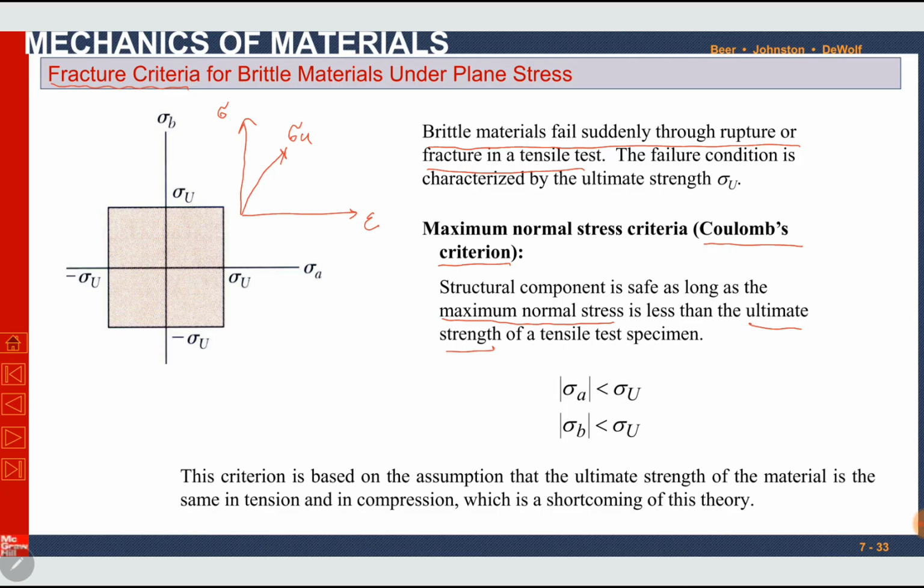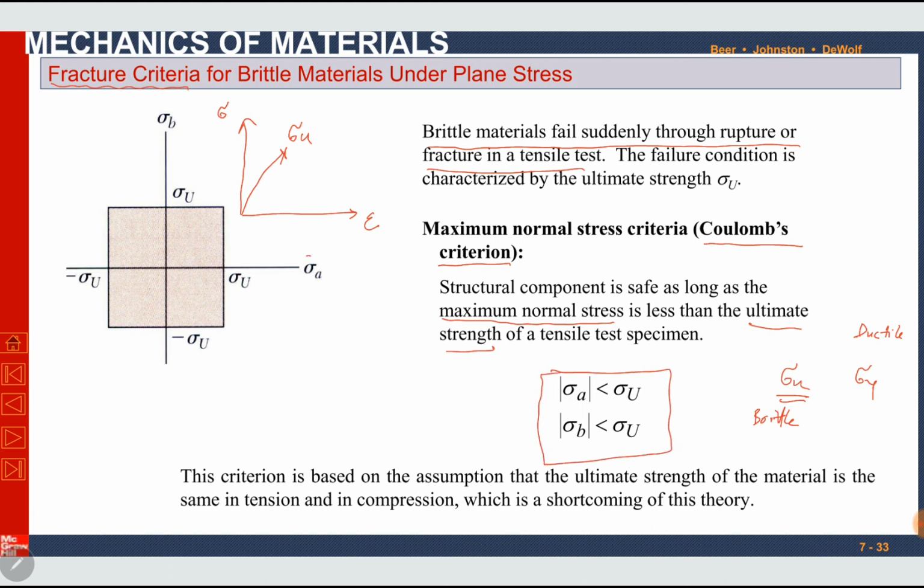So sigma U is the ultimate strength. You remember it. In brittle materials, we use sigma U. In ductile materials, we have used sigma Y, for yielding. So you will always find sigma U in fracture failure theories. Fracture theories are for brittle materials. So both sigma A and sigma B should be less than sigma U.